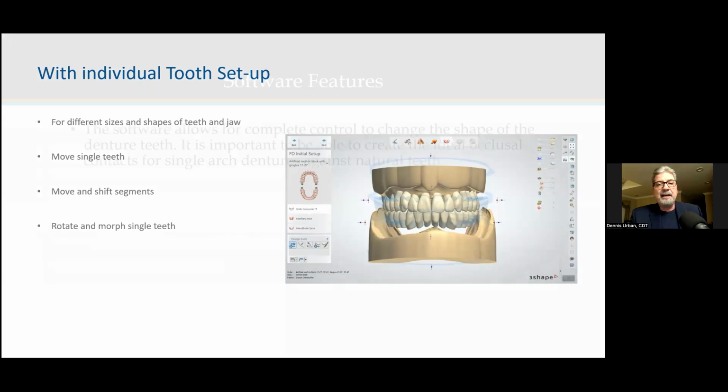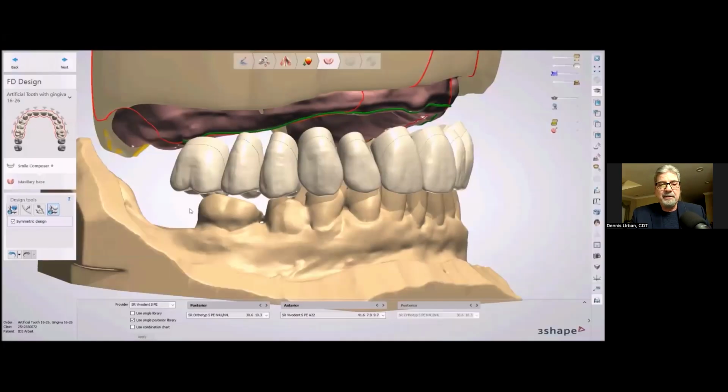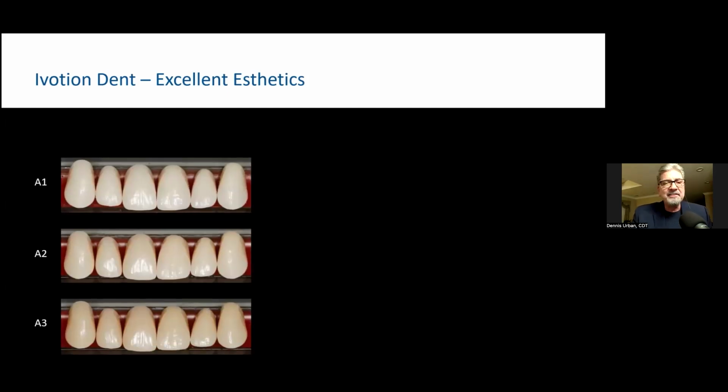So the software allows for complete control to change the shape of the denture teeth, as you can see right here. We can bring it down into occlusion, widen the occlusal surface. So a lot of things we could do with that. So let me go back. I think I missed something there. No, here we go. So excellent aesthetics on this material.